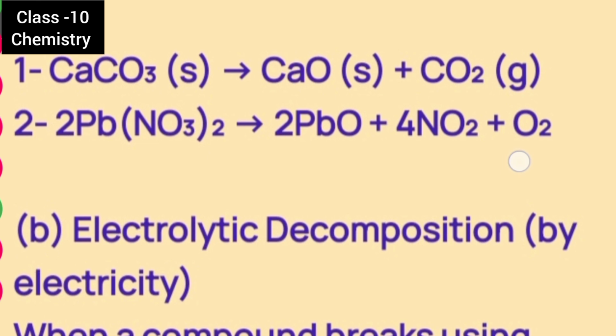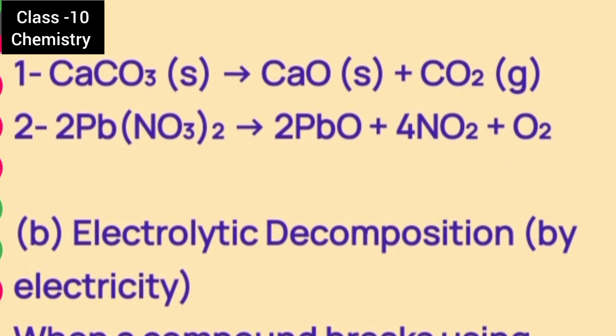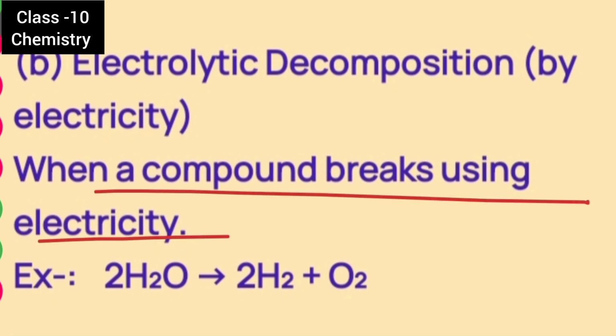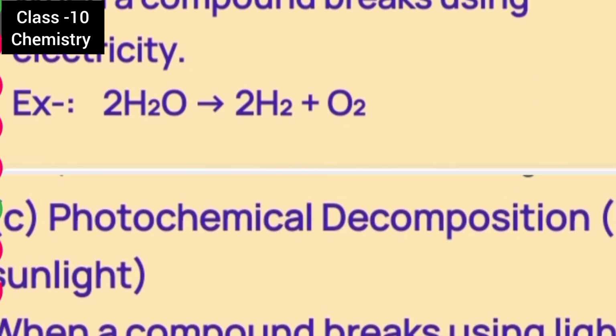Number two is 2Pb(NO3)2 breaks into 2PbO plus 4NO2 plus O2. Next type is electrolytic decomposition. Takes place in the presence of electricity. When a compound breaks using electricity. For example, electrolysis of water. H2O breaks into H2 plus O2.